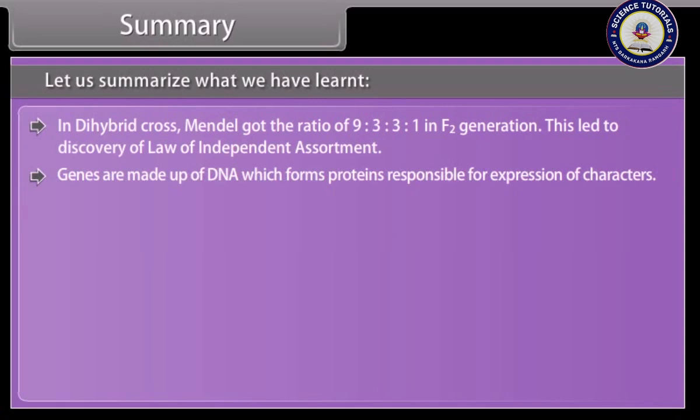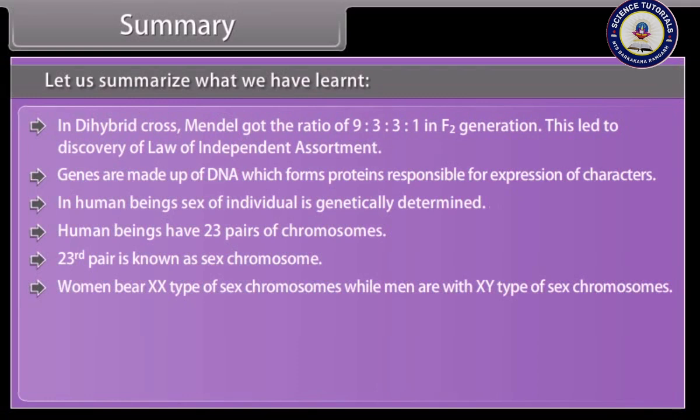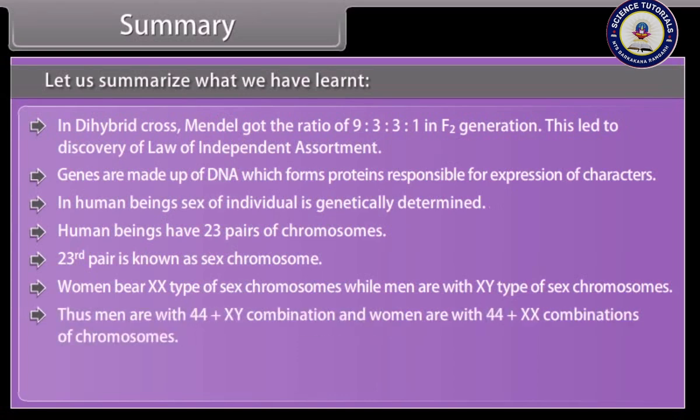Genes are made up of DNA, which forms proteins responsible for the expression of characters. In human beings, the sex of an individual is genetically determined. Human beings have 23 pairs of chromosomes. The 23rd pair is known as the sex chromosome. Women bear XX type of sex chromosomes, while men are with XY type of sex chromosomes. Thus, men are with 44 plus XY combination, and women are with 44 plus XX combination of chromosomes.